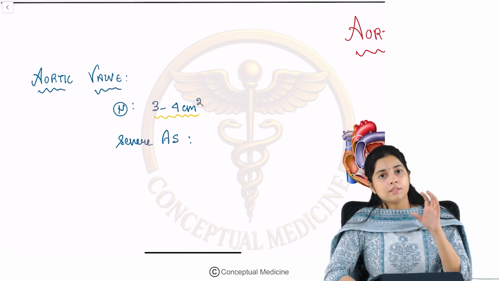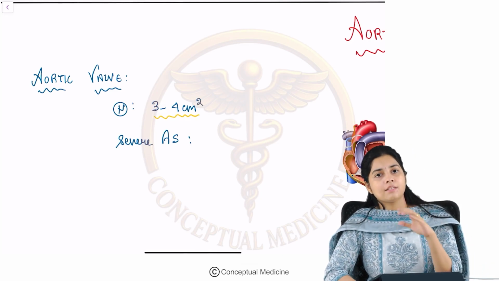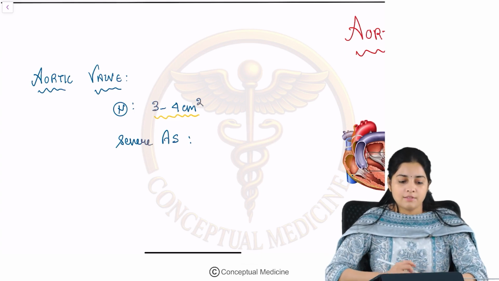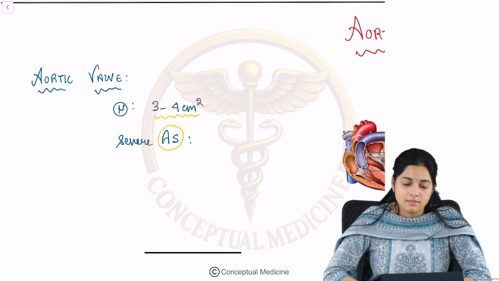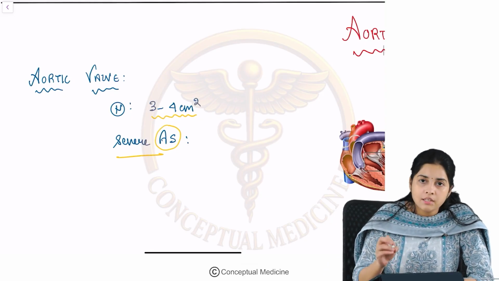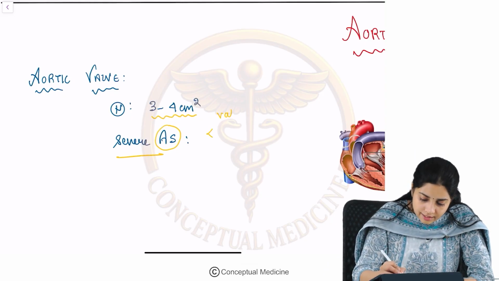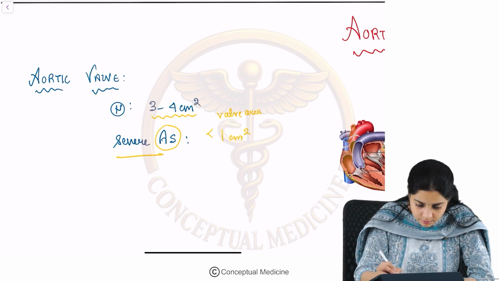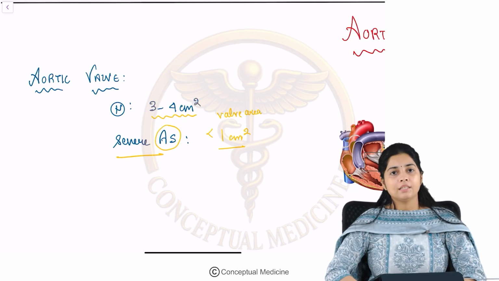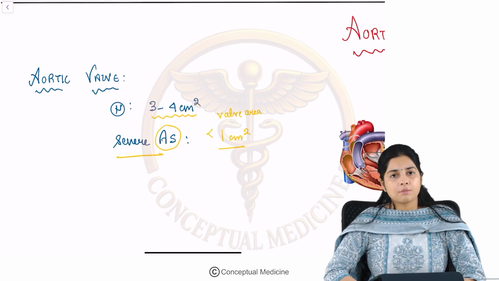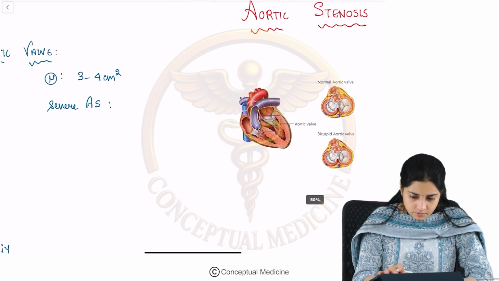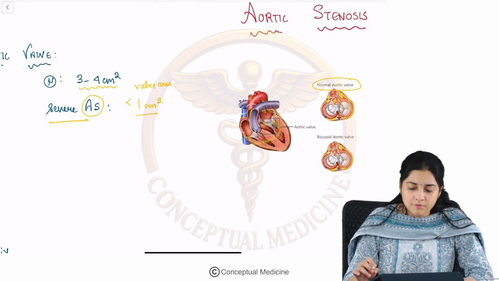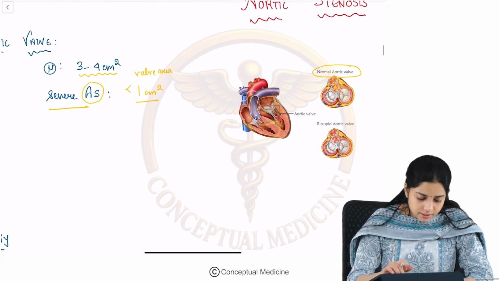Whenever the surface area of the valve decreases and there is a decrease in the orifice of the aortic valve, that is when you call it aortic stenosis. So, what is severe aortic stenosis? When the valve area is less than 1 centimeter square. So, let us look at some of the etiologies of aortic stenosis.